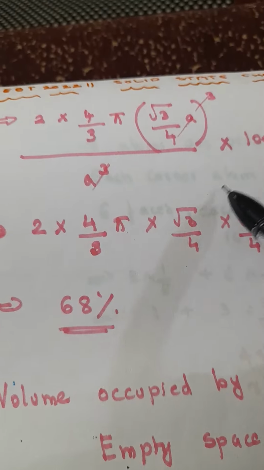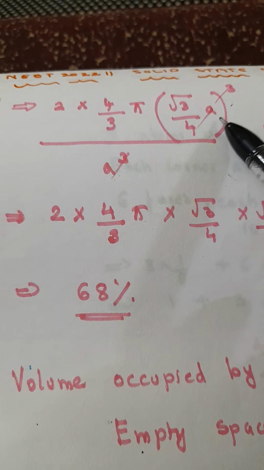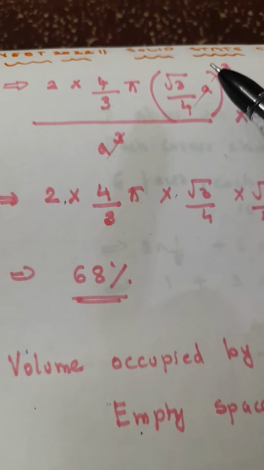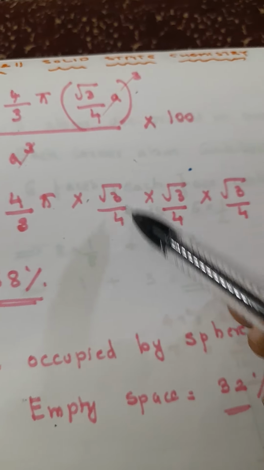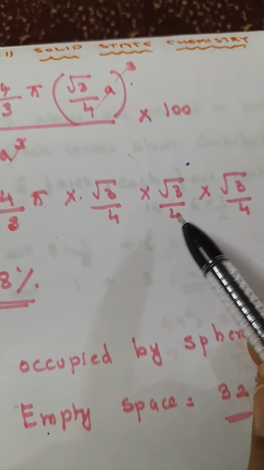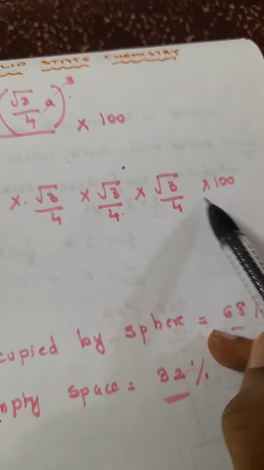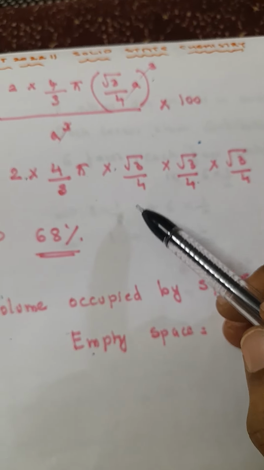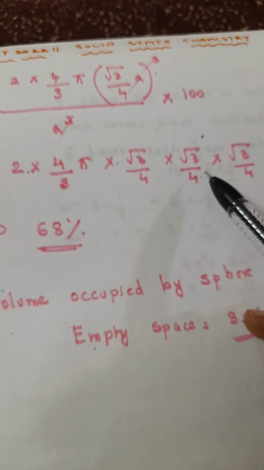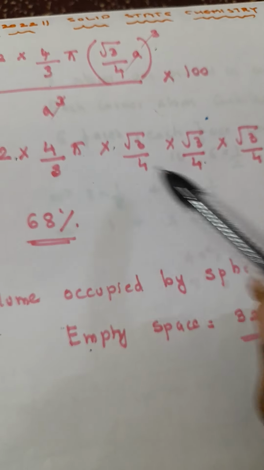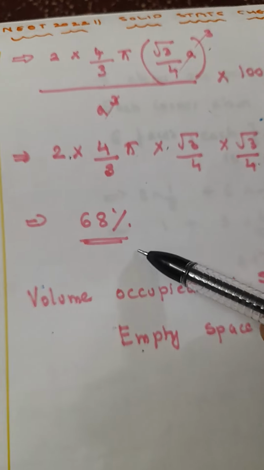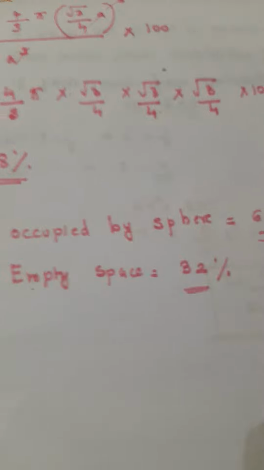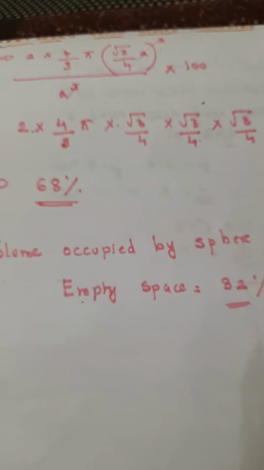So here the a cube and this a cube you can cancel out. So what is left? 2 into 4 by 3 pi into root 3 by 4 cube, that is root 3 by 4 into root 3 by 4 into root 3 by 4, that into 100. Then now you can do the calculations for this. As you know, root 3 into root 3 is 3. Okay, 3 root 3, 4 and 4 will get cancelled. So when you do the calculation, you get 68%. So the volume occupied by the sphere is 68%.